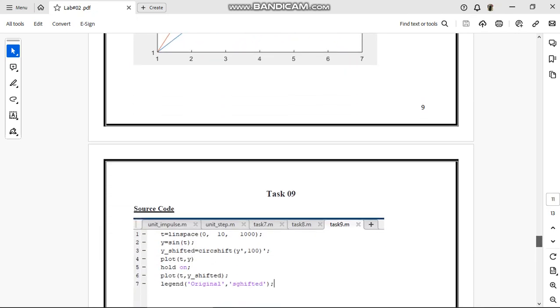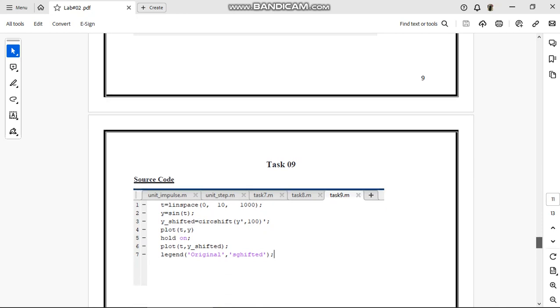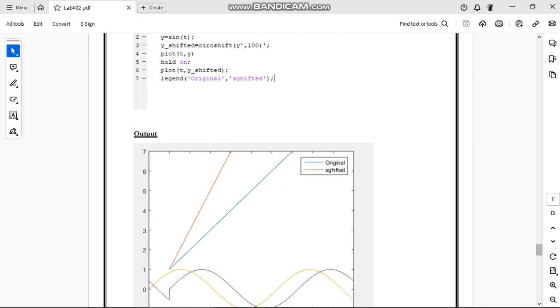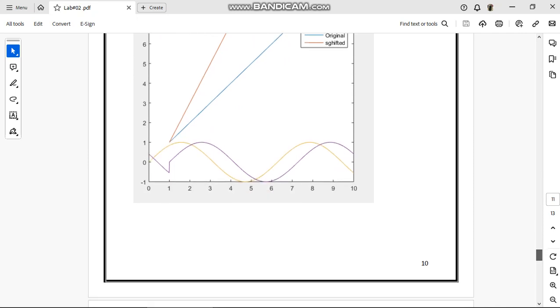In task 9 we have to perform shifting. In shifting we have t is equal to linspace 0 to 10, the sine function is being used, the plot command is holding, and again we have given the values for the legend, original and shifted. You can see the output, and in this output also the blue line is showing the original signal and the red line is showing the shifted signal.